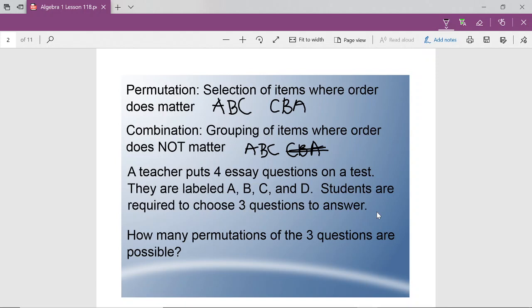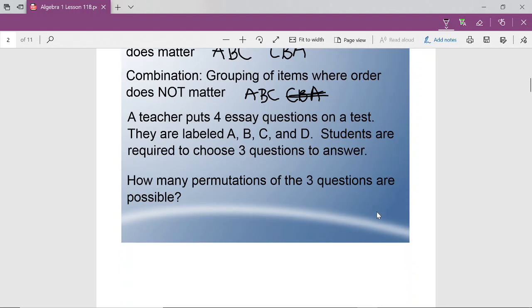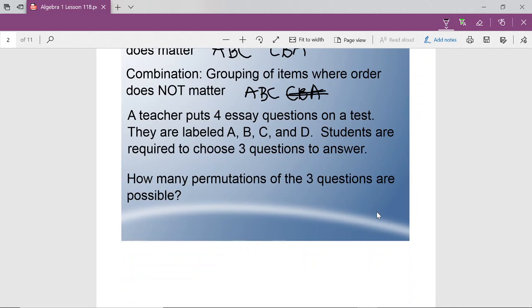So if I just wanted to know where order does matter, it matters if you chose A first and B second, rather than B first and A second. Let's see how many total permutations there are. And if I do this, I'm going to use my formula n permutation r equals n factorial over n minus r factorial. Now remember, n is the number of items I have, so the total number of items, and r is how many I choose.